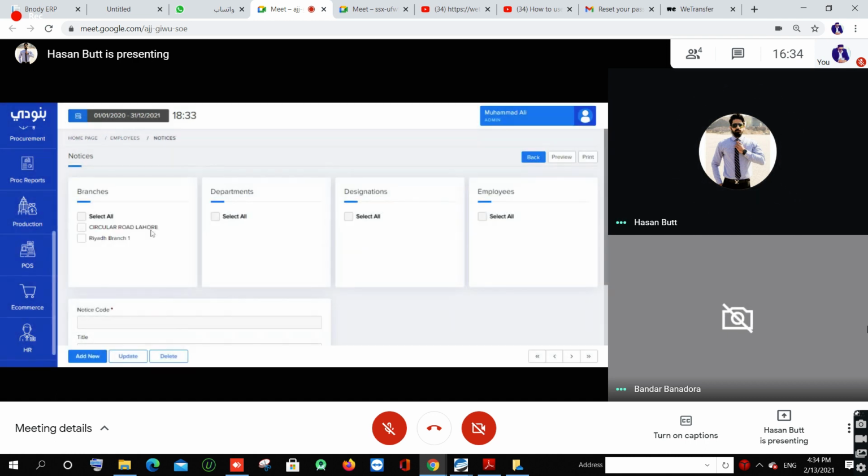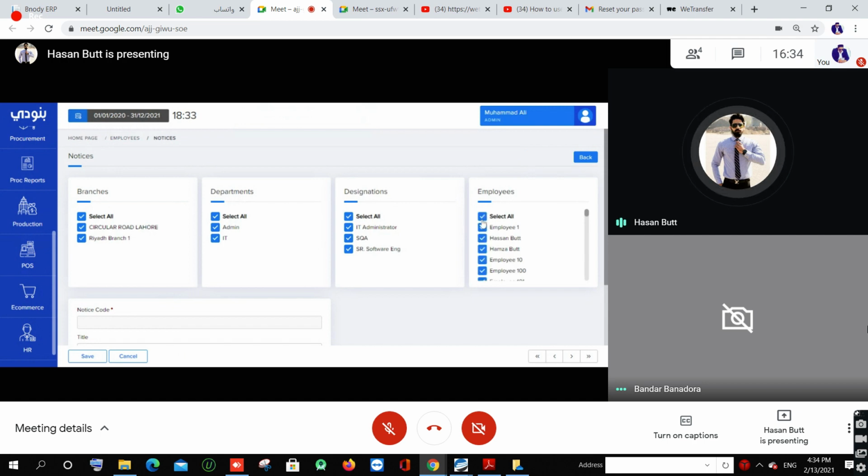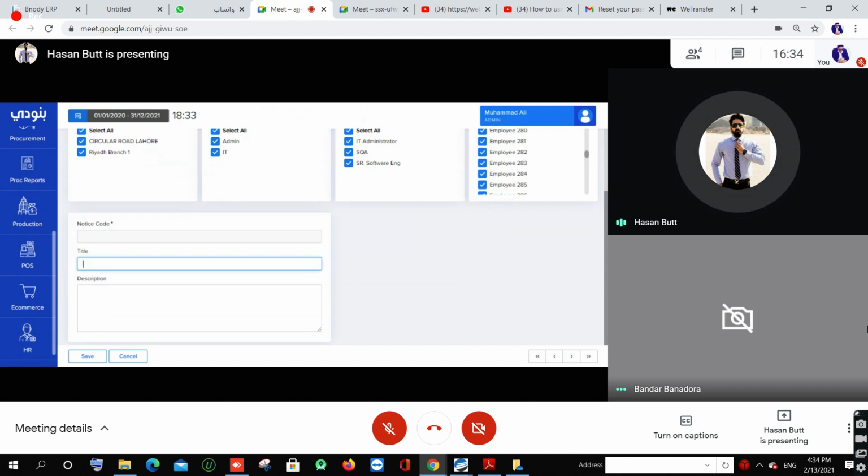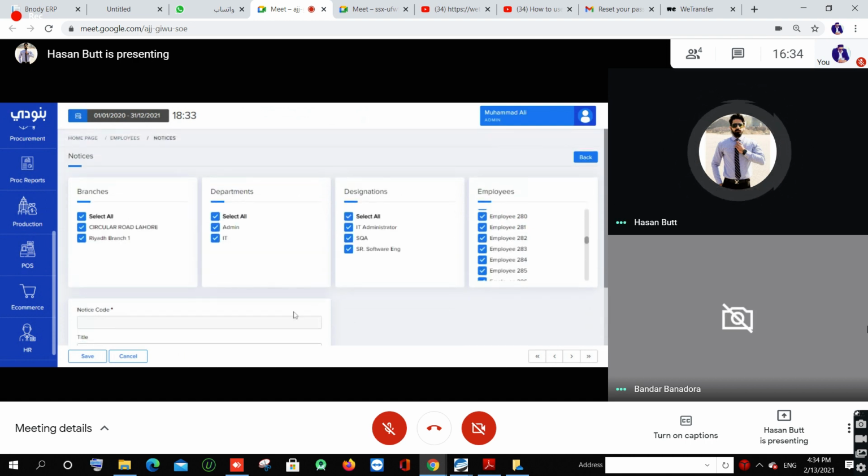And also, if we are going to give it to all the branches, we can say these are all the branches, these are the departments of these branches. We can click on it like this, and we will also click on all the employees. It will be applicable to all the employees, and we will add the title and the description as well. Right now the printing functionality has not been implemented, but inshallah soon we will add it and the notices will be printed for our employees.